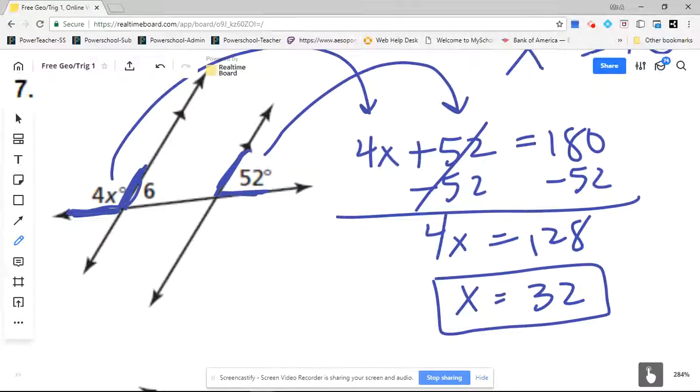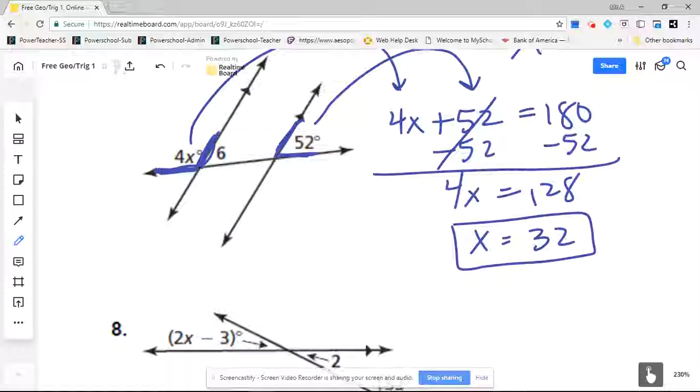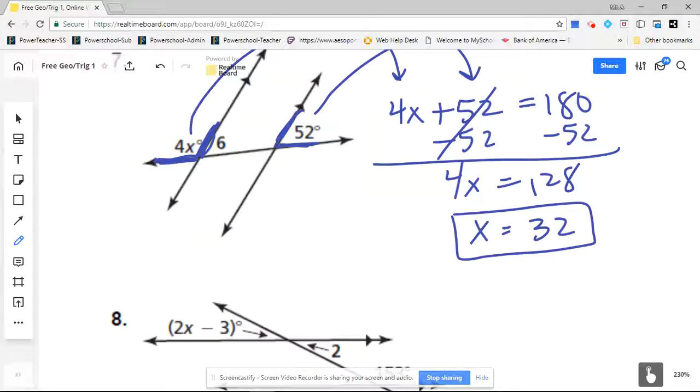So if you plugged in a 32 to that x, your big angle would be 128, your small angle is 52, they would add up to 180. So they have to add up to 180. If they're not the same, they're going to add up to 180.